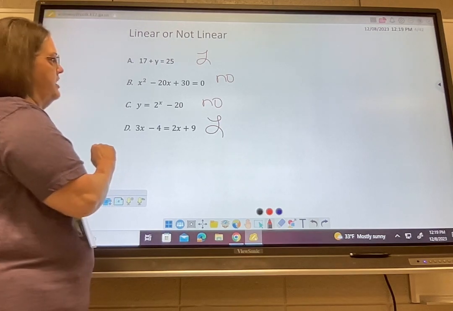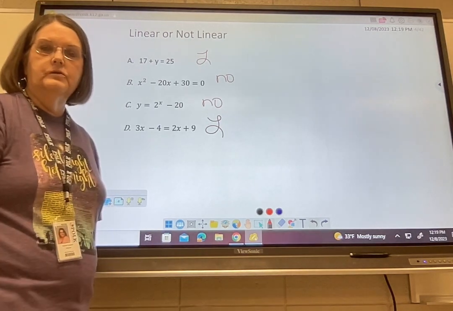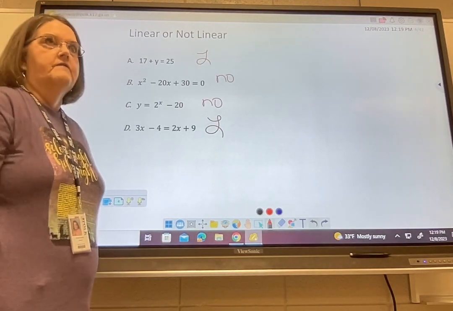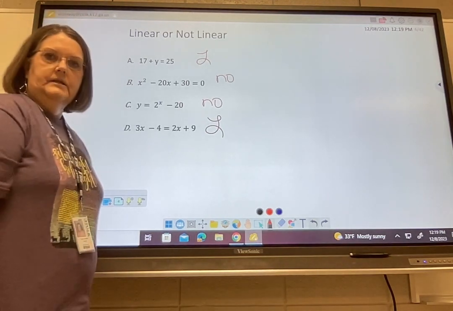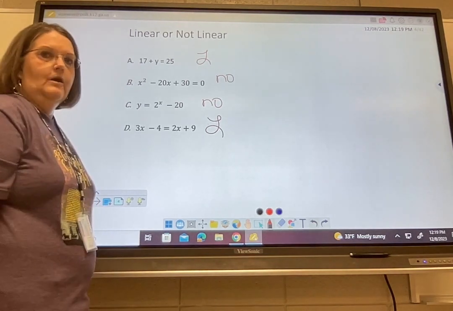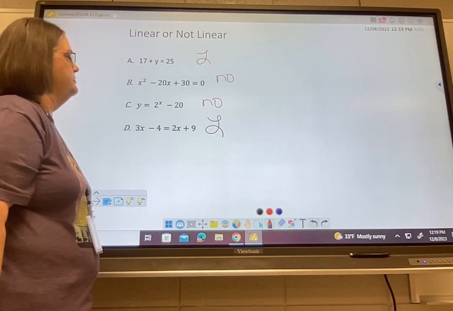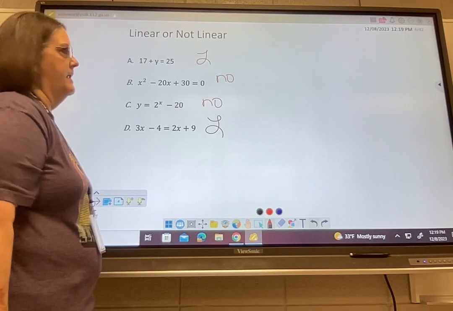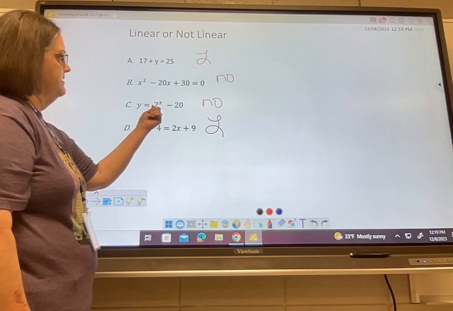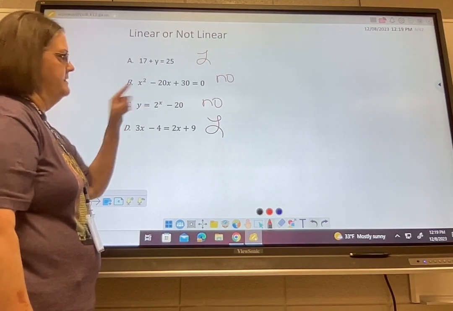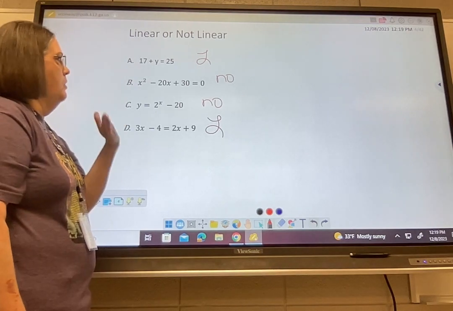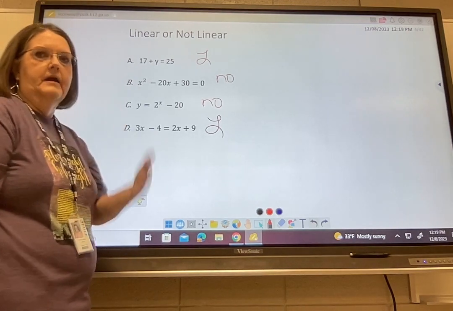Determine whether it's linear or not. Now you can use Desmos and you can put all of these into Desmos and look at the graph. If it forms a line, then it's linear. If it doesn't, it's not. However, looking at the equation, if the variables do not have an exponent, then it's linear. Or if, like here, my variable is my exponent, then it's not linear. So you don't want your variable to have an exponent.